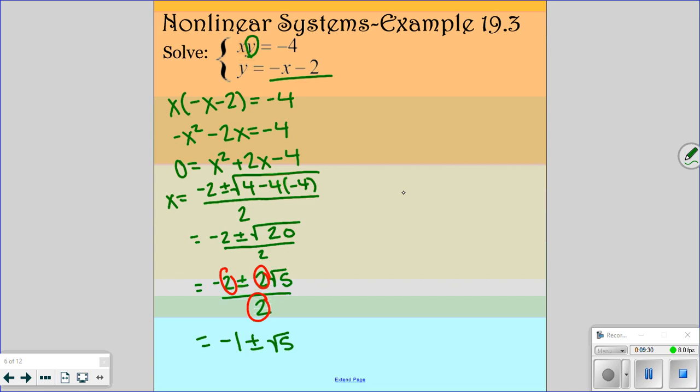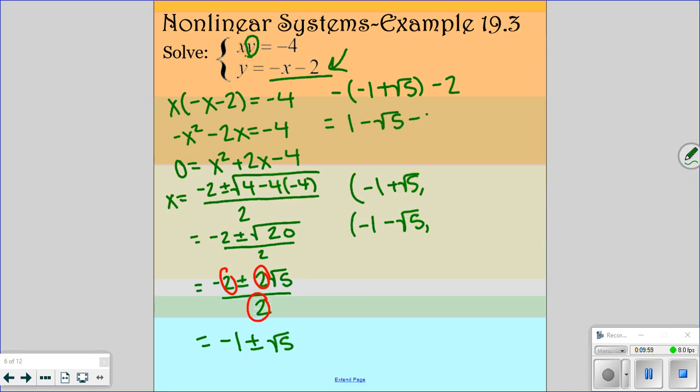So our x values would be negative 1 plus the square root of 5 and negative 1 minus the square root of 5. Now to get your y values, you're going to want to plug it in. And I think it's easiest to plug it into this equation here. So we're going to do negative 1 plus the square root of 5 minus 2. So that's going to be 1 minus the square root of 5 minus 2, which is negative 1 minus the square root of 5. So I got negative 1 minus the square root of 5 for this one.